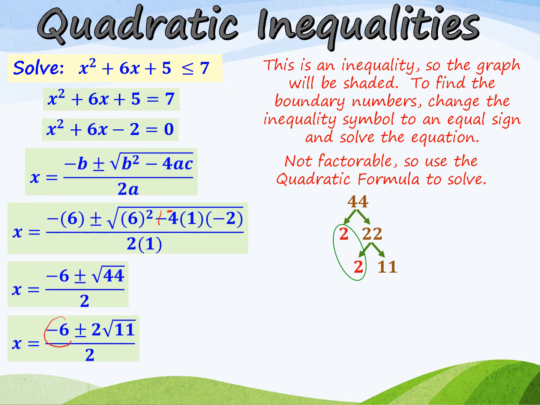Now I look at the numbers and I'm like, whoa, holy Toledo, Batman. Those are all divisible by 2. So I divide each of those numbers by 2, and I end up with -3 plus or minus the square root of 11. So I've got my two boundary points because I have -3 plus the square root of 11 and -3 minus the square root of 11.